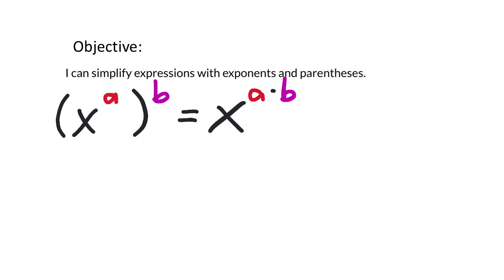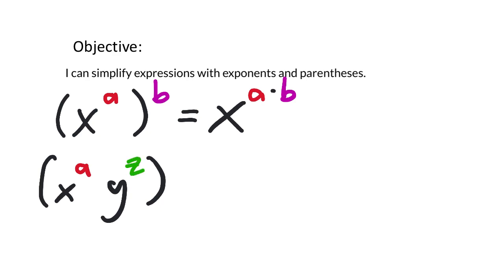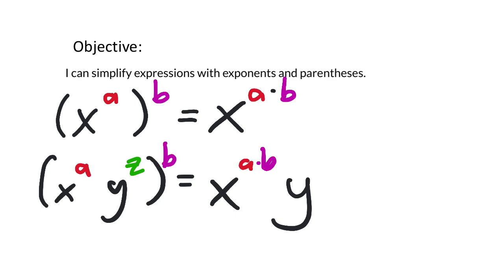Now this is true no matter how many bases are on the inside of that parentheses, by the way. So it could be x and y, perhaps. Maybe the x has an exponent of a, and the y has an exponent of, say, z. And if this is all to the power of b, then that exponent b will apply to all the exponents on the inside of that parentheses. So this would be a times b as an exponent for base x, and the exponent for base y would be taking that z and multiplying it by b as well.